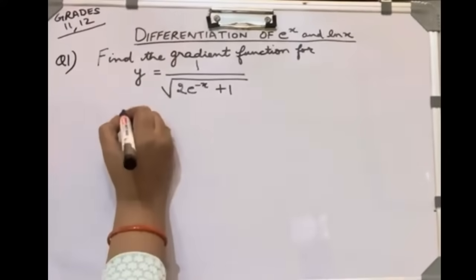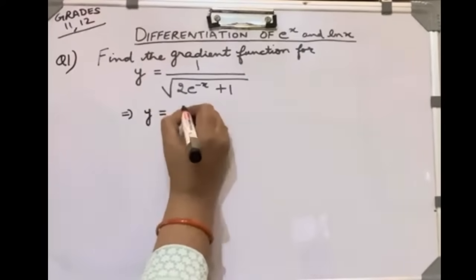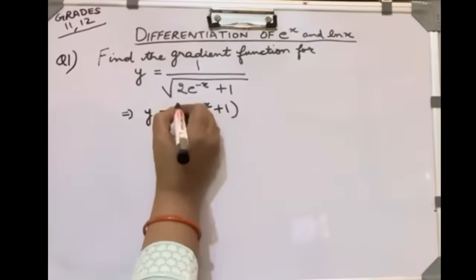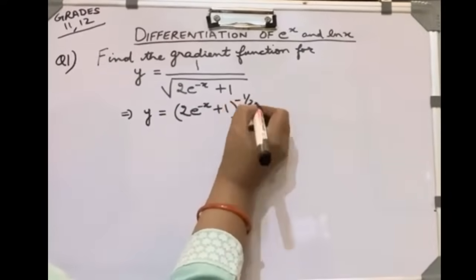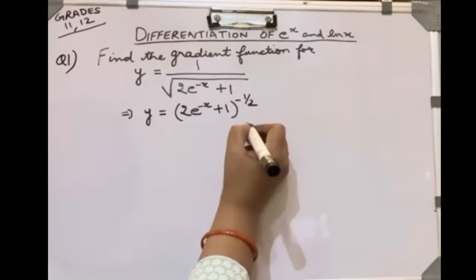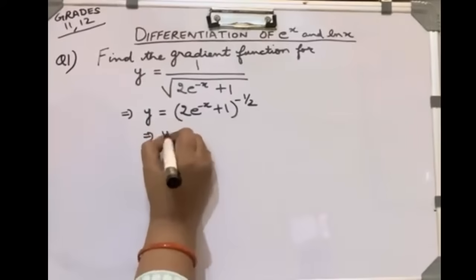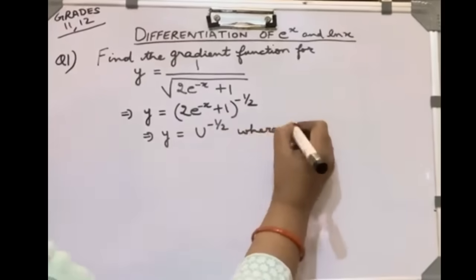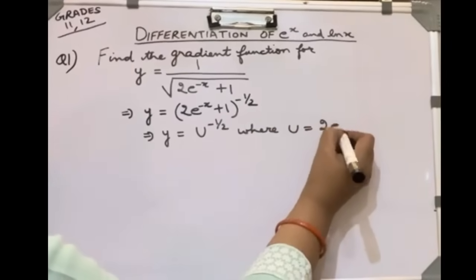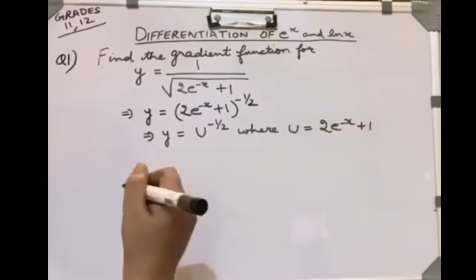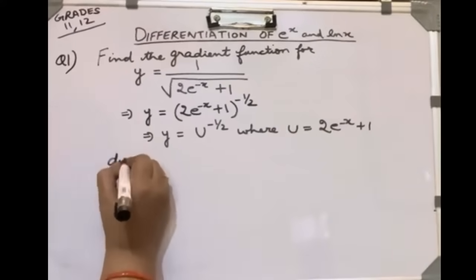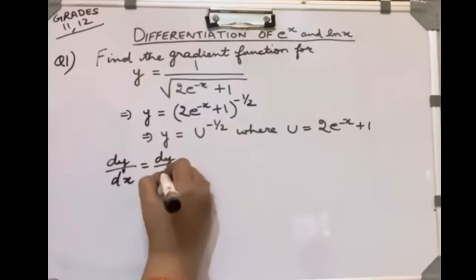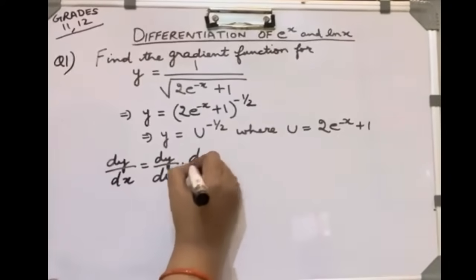So let's begin solving. Now we rewrite this as y is equal to (2e to the power minus x plus 1) whole to the power minus half. Now we can also write this as y is equal to u to the power minus half, where u is equal to 2e to the power minus x plus 1. Now we know that dy by dx can be written as dy by du multiplied by du by dx.